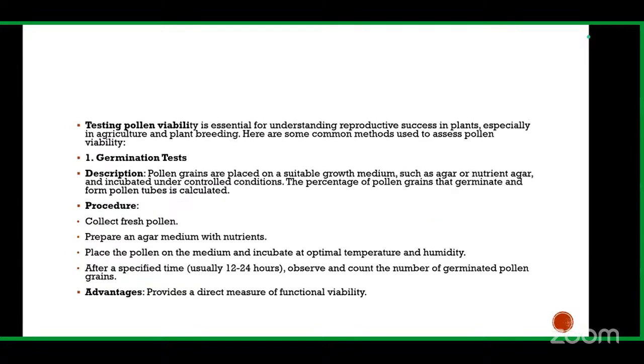Now, how will you know that the pollen is viable? What are the tests to know the viability of the pollen grain? Here are some common methods. Number one is the germination test.